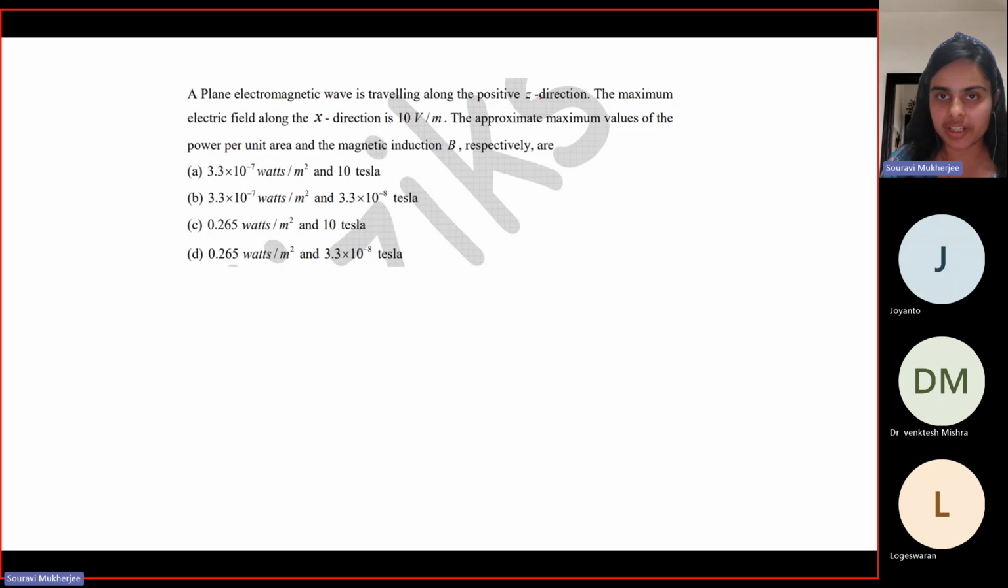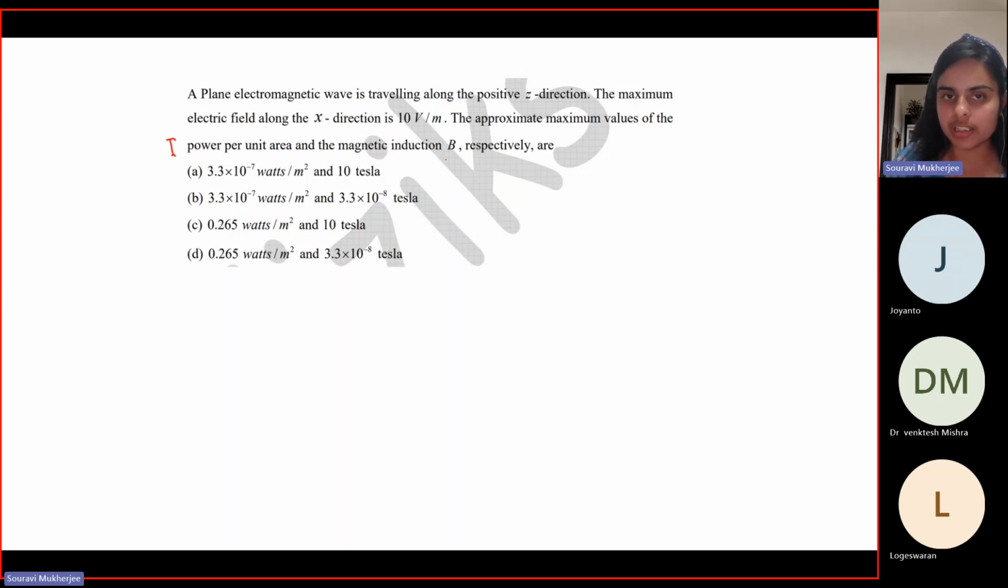That is also provided. The question asks for the approximate maximum values of power per unit area. That means intensity. You have to find intensity, right? And you have to find the magnetic induction. So given is the direction of K and the electric field. You have to find intensity and magnetic field induction. Okay. So how do we do it?